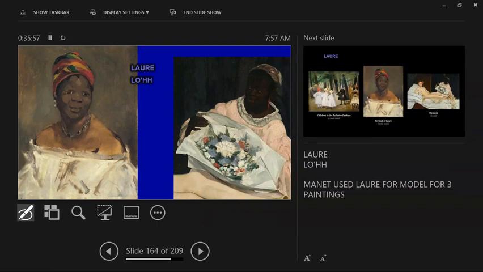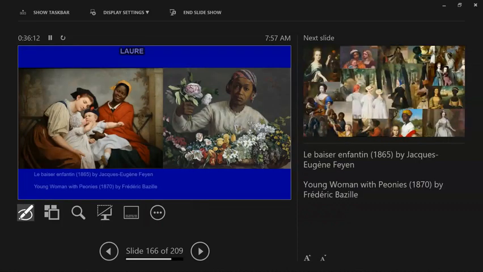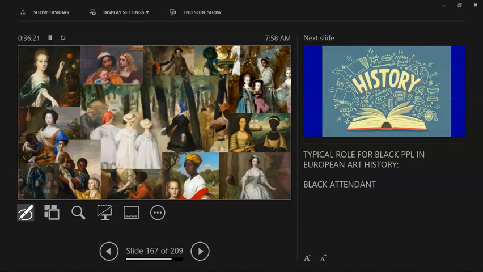A little side note about the figure right there on the right. She was a common model used by artists in France and Paris at that time. And she shows up in two other of Manet's paintings, and she shows up in other artists' paintings. So she was a popular model at the time. Her name is Laure.